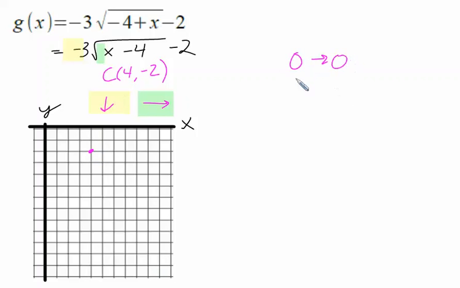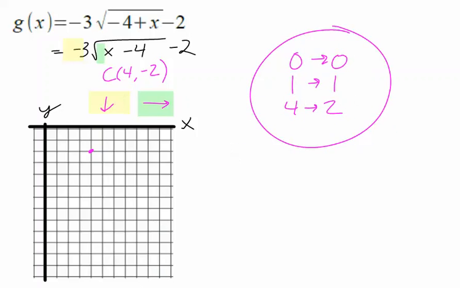Keep in mind the square root of 0 is 0. The square root of 1 is 1. And the square root of 4 is 2. So we are using these items to plot the points. And in this example, notice there's a 3 out front. So we will be multiplying by 3 to get those positionings.